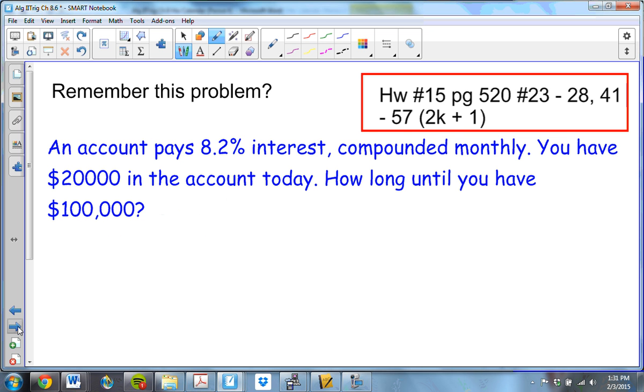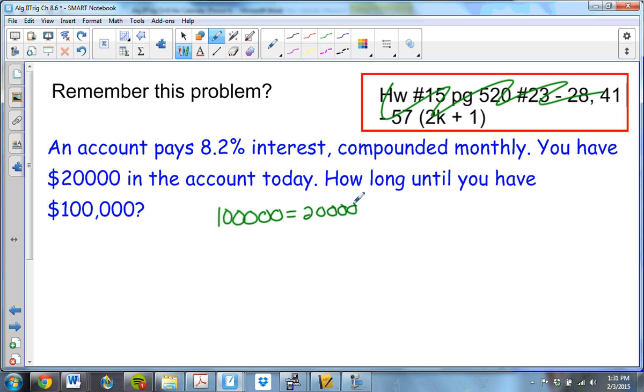Here's the last one we'll do. You can ignore this. This is from the previous year. An account pays 8.2% interest compounded monthly. You have 20,000 in the account today. How long until you have 100,000? Well, I can set up this equation. Yes, is that a million? 100,000, sure.